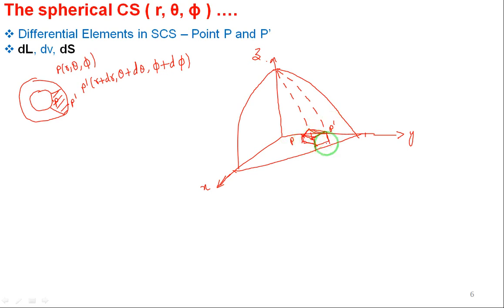Back surface where P is located, front surface where P dash is located. Then the left surface is this. Just observe the movement. Left surface, right surface. Then top surface along the z-axis and bottom surface. 6 surfaces are there. Then we have to identify the 3 differential elements here: dr, d theta, d phi. But let me see whether these are the differential elements or not.